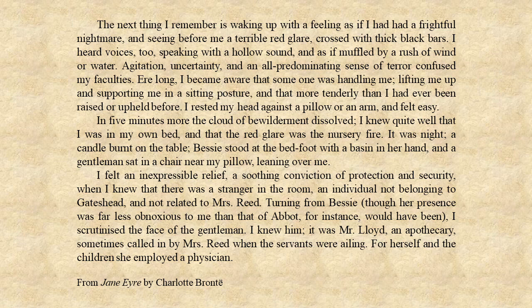And then the third paragraph moves from describing what is physically in the room to describing how that person feels. "I felt an inexpressible relief and a soothing conviction of protection and security." And then they go on to explain why they feel relieved and protected and secure. Because the people in the room are people who that person feels safe with. And we're also given a little explanation as to why that is. So that's a little glimpse of how Charlotte Brontë might organise her paragraphs in her work.